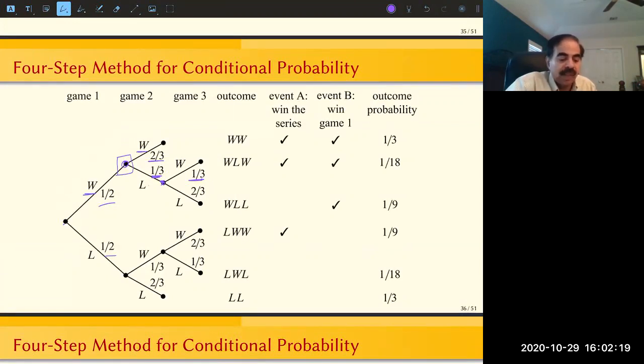Then what is the likelihood of ending up with one of these two outcomes, right? Because these are the two outcomes in which team one wins. And we are asking that, given that team one has already won the first game, that is where you are, what is the likelihood of reaching one of these places?